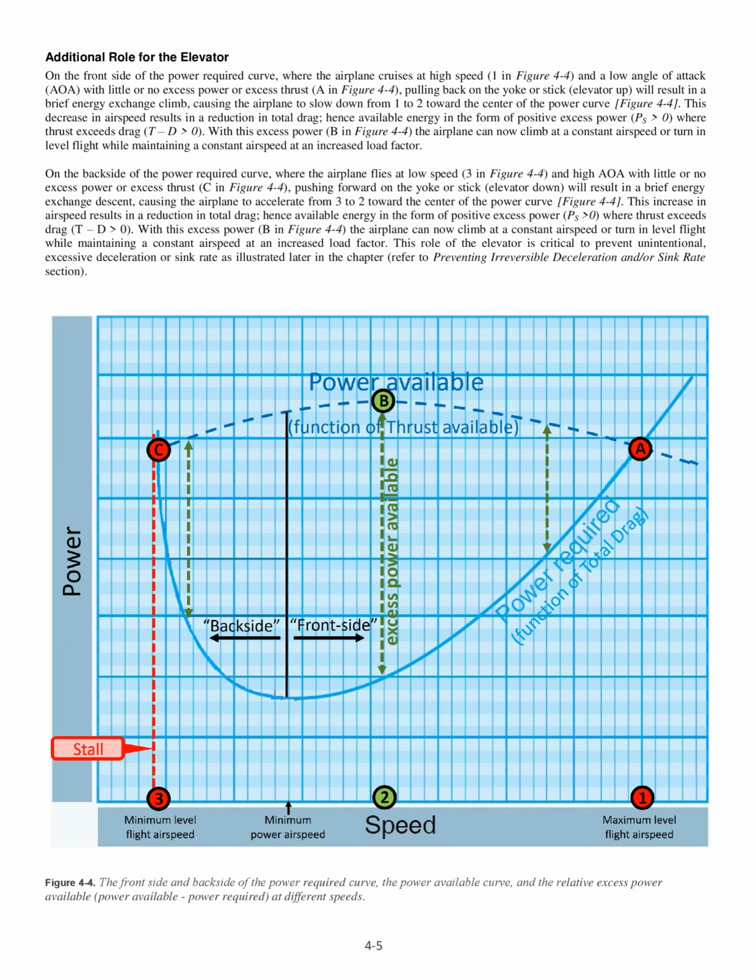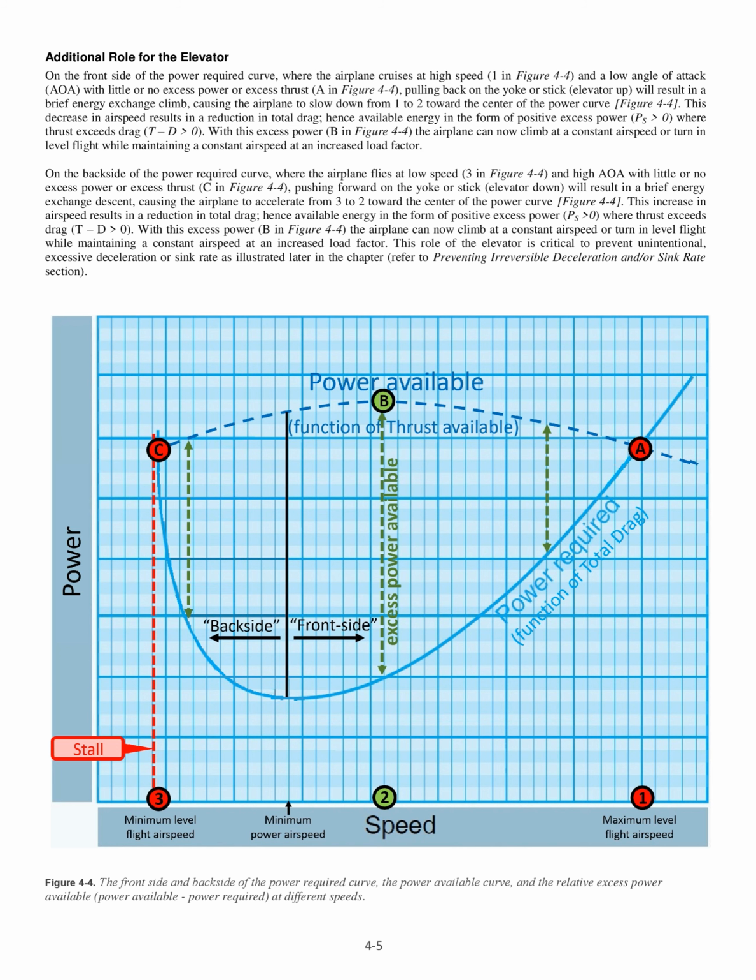On the backside of the power required curve, where the airplane flies at low speed, 3 in Figure 4.4, and high AOA with little or no excess power or excess thrust, C in Figure 4.4, pushing forward on the yoke or stick, elevator down, will result in a brief energy exchange descent, causing the airplane to accelerate from 3 to 2 toward the center of the power curve. This increase in airspeed results in a reduction in total drag, hence available energy in the form of positive excess power, PS greater than 0, where thrust exceeds drag, T - D greater than 0. With this excess power, B in Figure 4.4, the airplane can now climb at a constant airspeed or turn in level flight while maintaining a constant airspeed at an increased load factor.